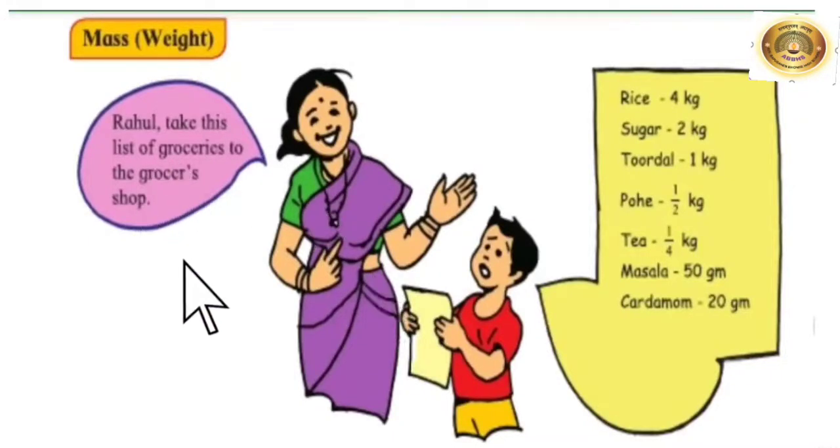So students, this is the grocery list that your mummy makes every month. You must have seen your mummy making this. What is the ration list, your grocery list for the month?